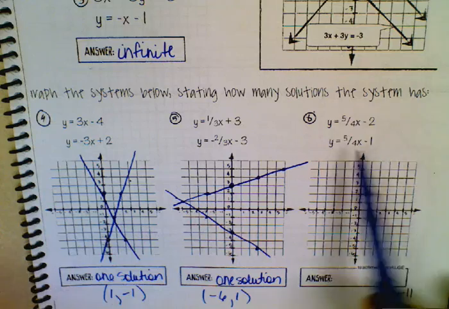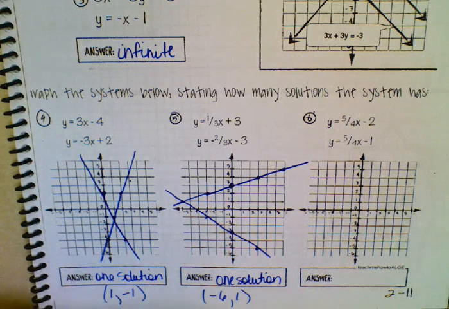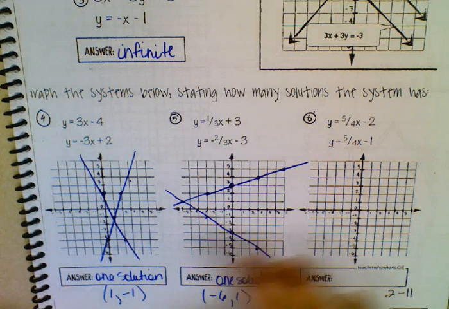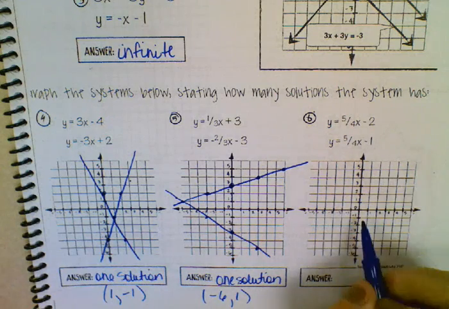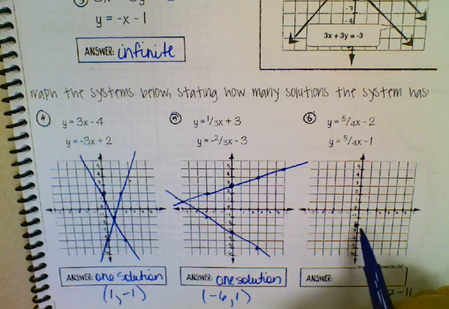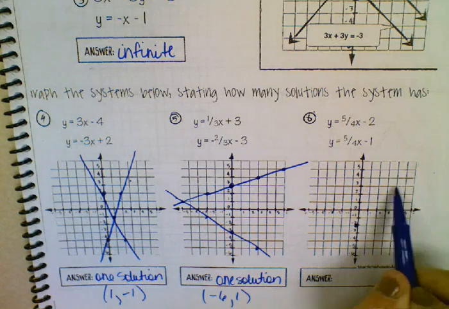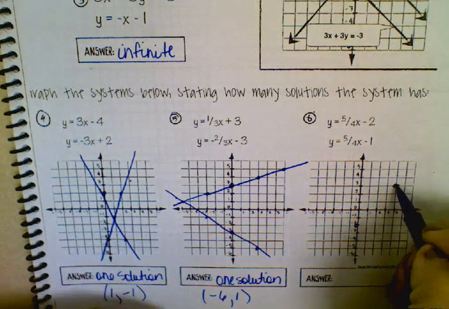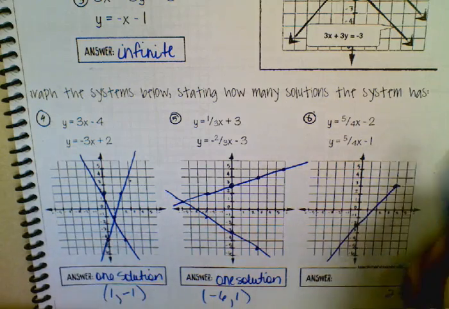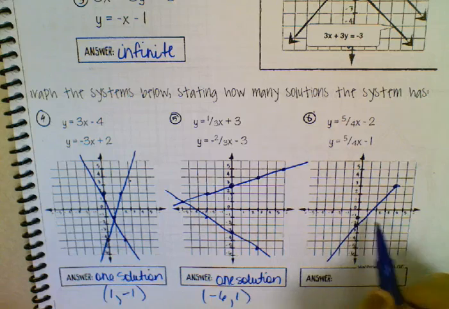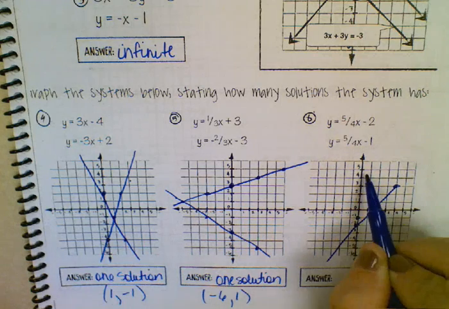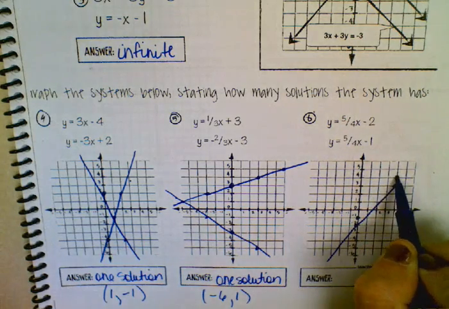Okay, lastly, I want you to look at those 2 equations and see what similarities they have, and then see what the resulting picture looks like. I just want you to think about those 2 things. So, first equation, I'm going to begin at negative 2. My slope is 5/4, so I'm going to go up 5 and over 4. Second equation is 5/4 x minus 1. So I'm going to begin at negative 1, and I'm going to go up 5 and over 4.